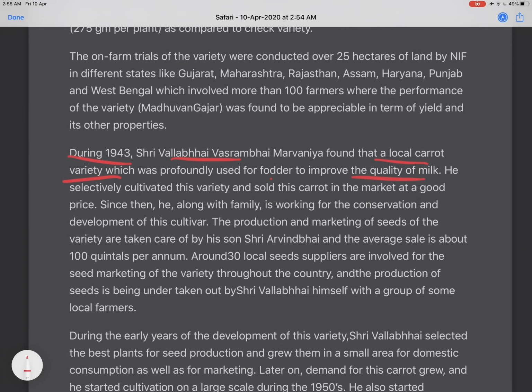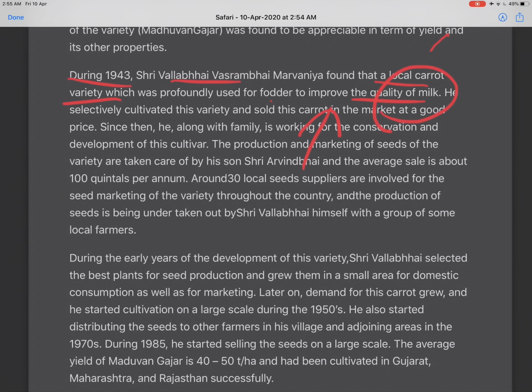So there was a carrot variety which was fed to the cows and buffaloes in order to improve the quality of the milk. So that variety this farmer noticed, and then he developed it further. So this is it. This is the short story. Those of you with a very inquisitive mindset can read the entire news on your own, but this is the short story. Then after he started building its seeds, he started disseminating this very information to other farmers as well, and this is how this news got spread, and that's it.